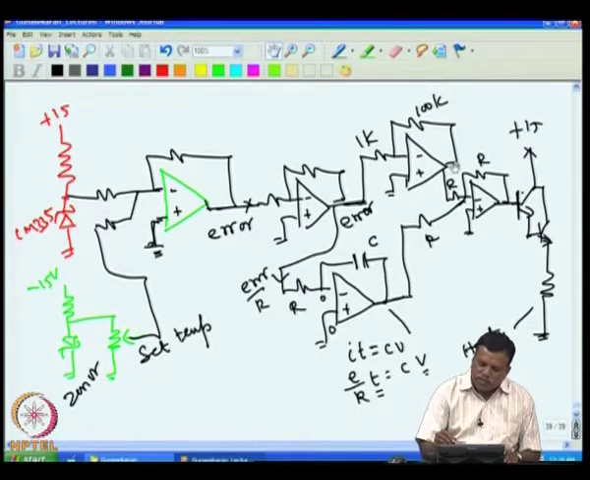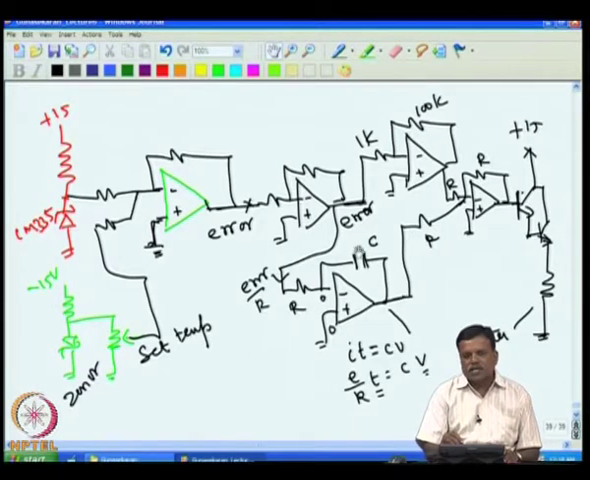After some time, suppose the error had become 0, the set temperature exactly equal to the actual temperature. Then the error becomes 0, and this becomes 0. Then this also becomes 0, and no current flows through this. But whatever charge was stored earlier on this capacitor will remain there, and the output voltage will remain even though the error voltage is 0. That is the actual advantage of this integrator. So, you have the input 0, but the output voltage is still there because the capacitor is already charged.